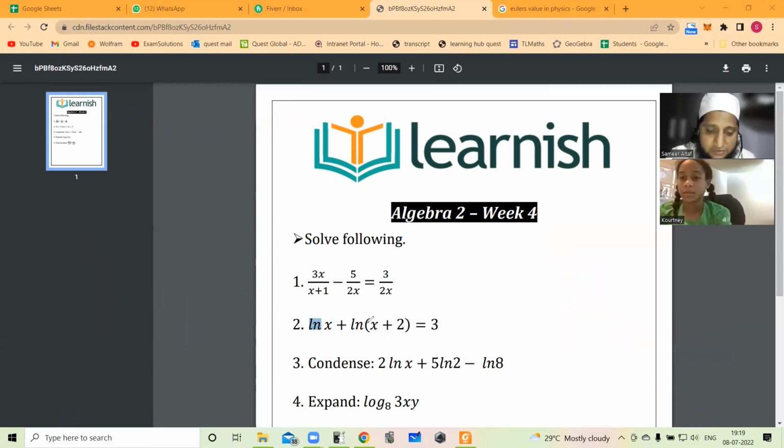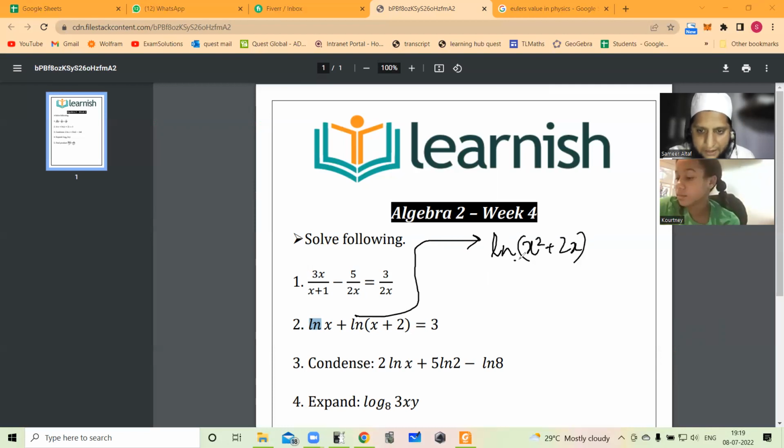Right, so we'll be doing the same thing here. Ln of x plus ln of x plus 2. First of all, we'll be converting that into log of m plus log of n equals log of m times n. So that's why it'll be log of x times x plus 2, and that'll be x squared plus 2x, correct? And that's having a base e, and it's equal to 3. Now, what should I write here? So e to the power of 3 equals x squared plus 2x.